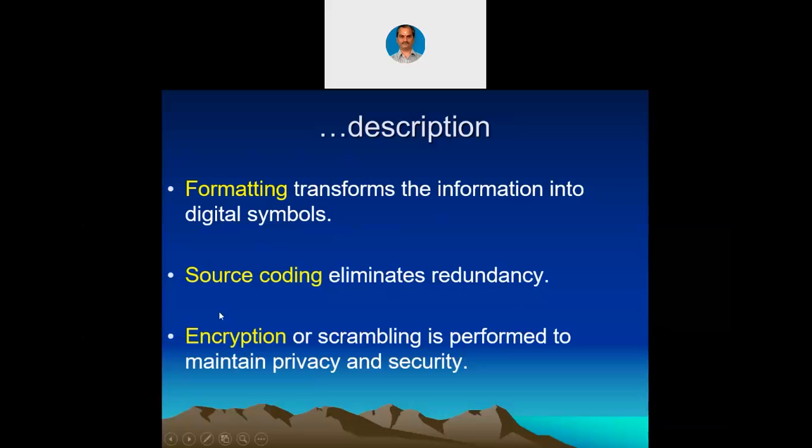Next point is source coding eliminates redundancy. This we have seen, and we have seen three methods of source coding: Shannon encoding, Shannon-Fano encoding, then Huffman encoding. We have already worked out these three coding techniques. These coding techniques are going to eliminate the redundancy. That means there is going to be information packing by means of the concept of entropy, where we will optimize the number of bits that are going to be transmitted so that the information is not lost, but the number of bits are reduced. That is called eliminating the redundancy.